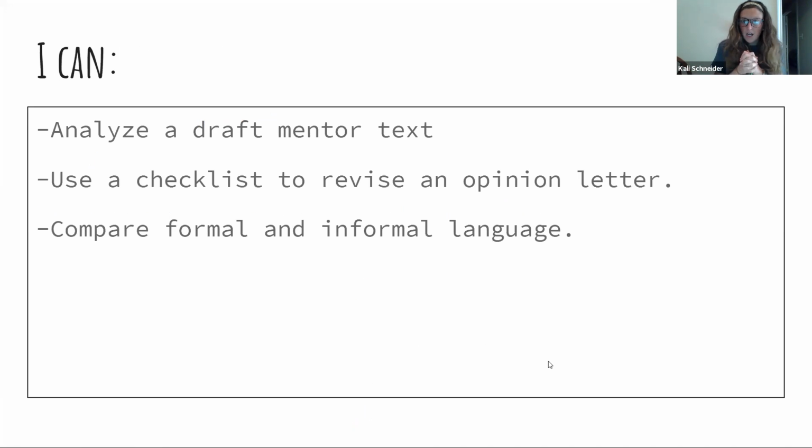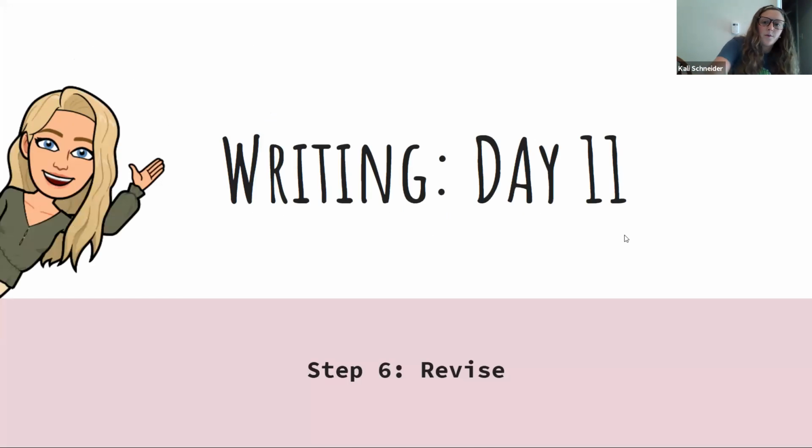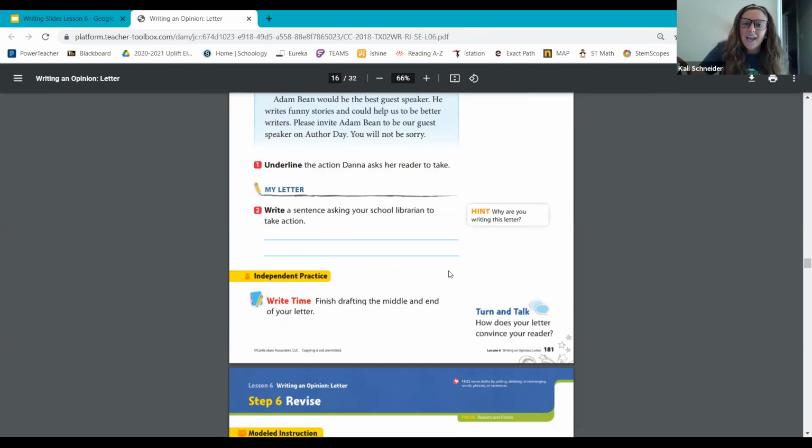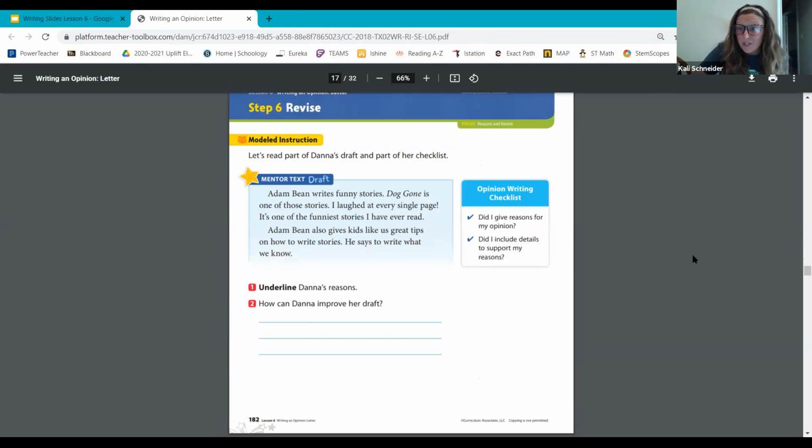Our objectives today are: I can analyze a draft mentor text. I can use a checklist to revise an opinion letter, and I can compare formal and informal language. So our goal today is to take a look and analyze that mentor text. We're not on day 11, that'll be for next time, but we're gonna go ahead and take a look, and we should be on page 182. Push pause if you're not there, we're gonna begin.